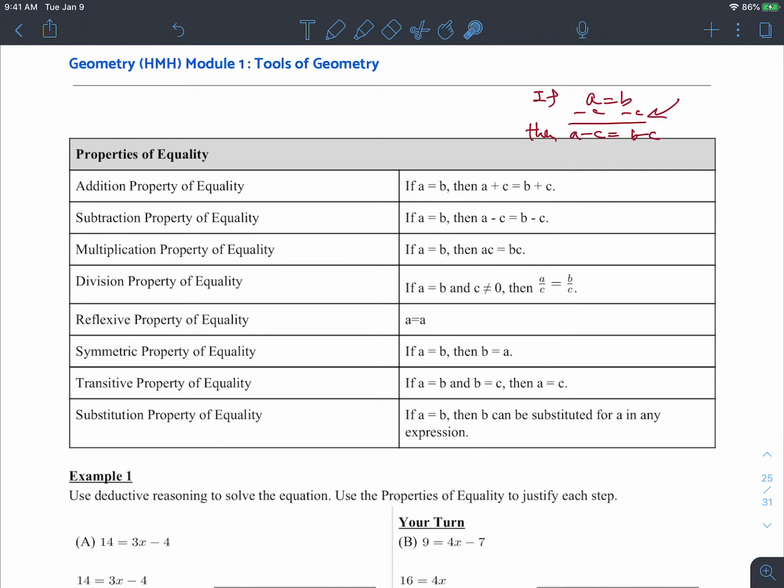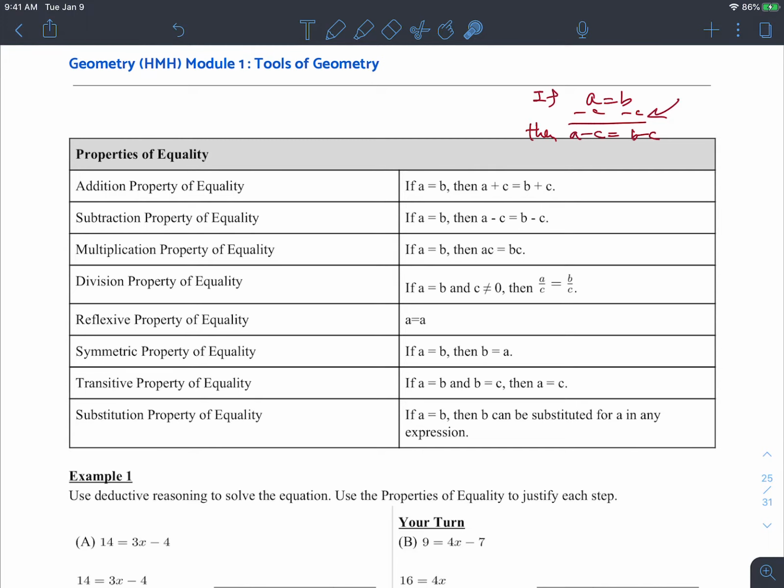The multiplication property is that you can multiply both sides of the equation by the same number. And the division property of equality is if you divide both sides by the same number, they should be equal to each other as long as the denominator is not equal to 0. As long as you're not dividing by 0, you should be fine.